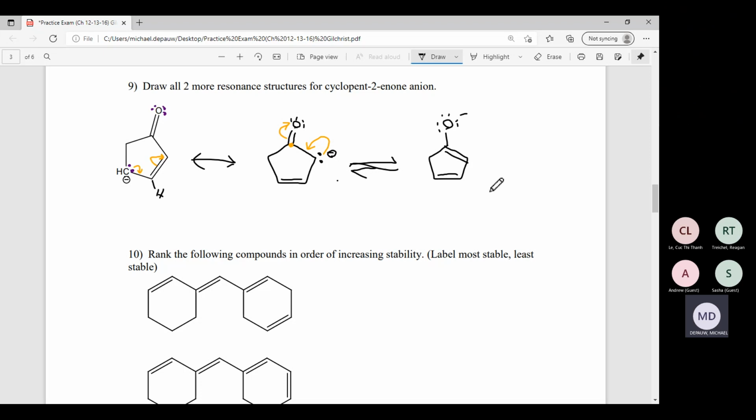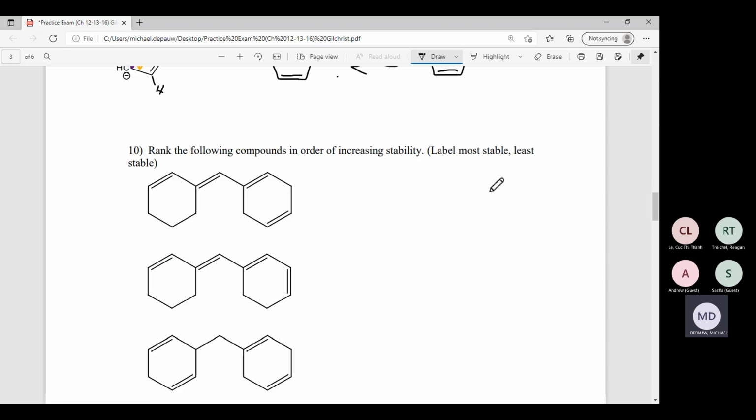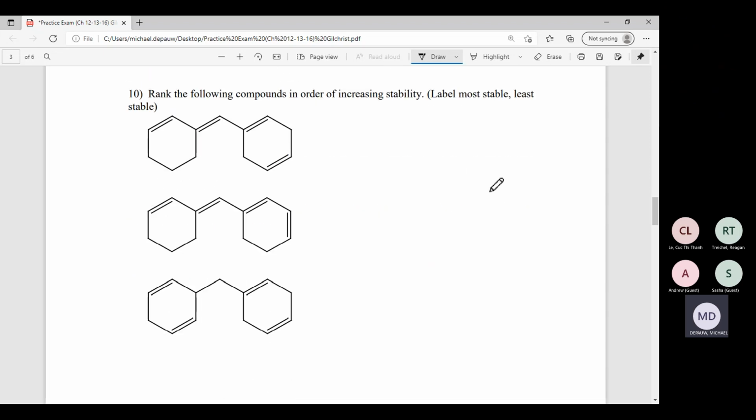Okay. Skipping to number 10. It says rank the following compounds in order of increasing stability. Well, okay. So in this case, you're looking for the double bonds that are conjugated, okay? And what does it mean to be conjugated? It means to have the same hybridization across multiple atoms.